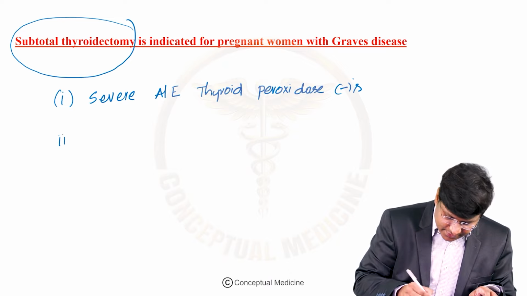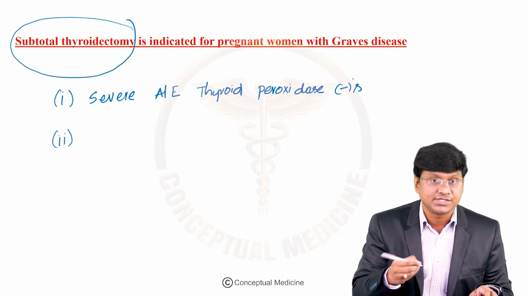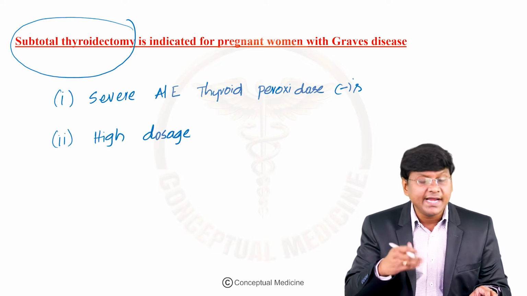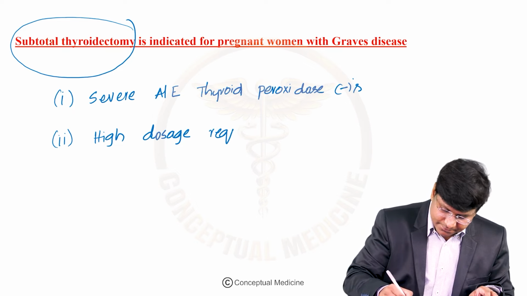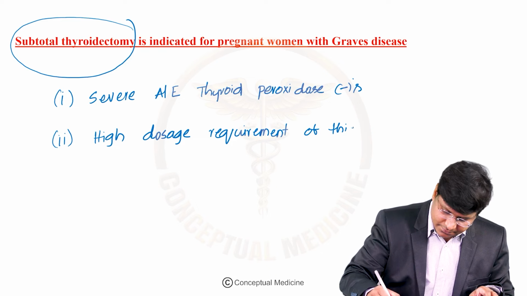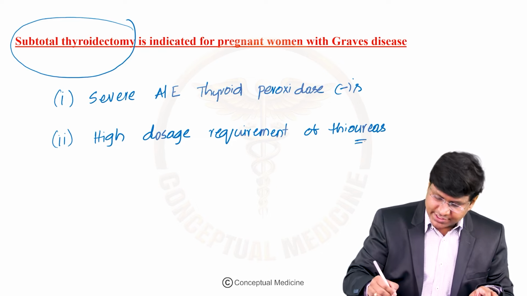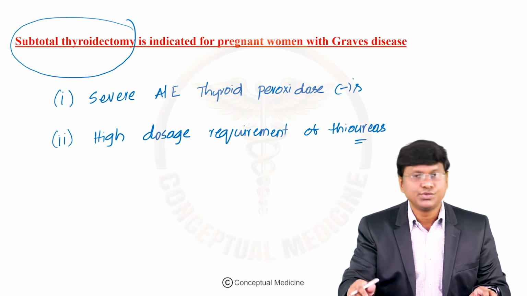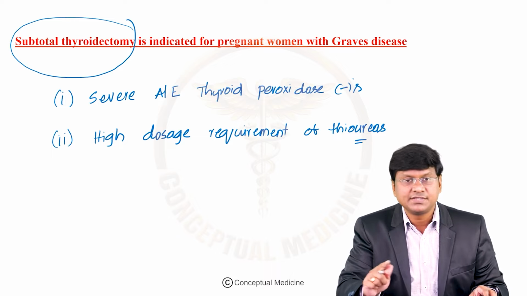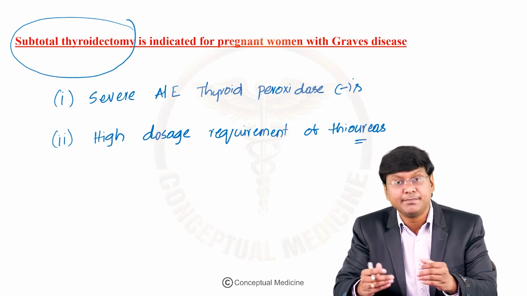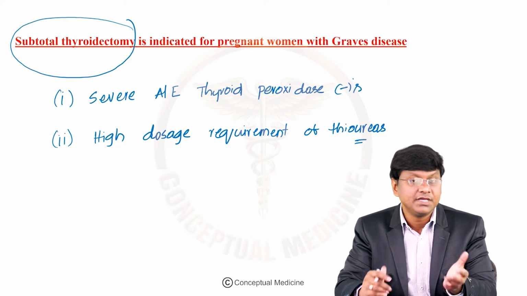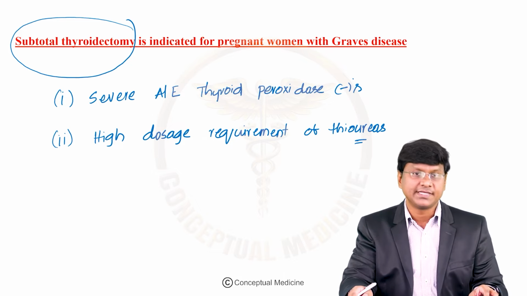Now, apart from that, for example, if the requirement of your thioureas is a very high dosage, then in such case also you need to do subtotal thyroidectomy, because when you give high dosage of thioureas, that can cause fetal hypothyroidism. So that is the reason why you should not give a high dosage of the thioureas. Like for example, methimazole greater than 30 milligrams per day, propylthiouracil greater than 450 milligrams per day. If the requirement is such high, then you have to go ahead with the subtotal thyroidectomy.